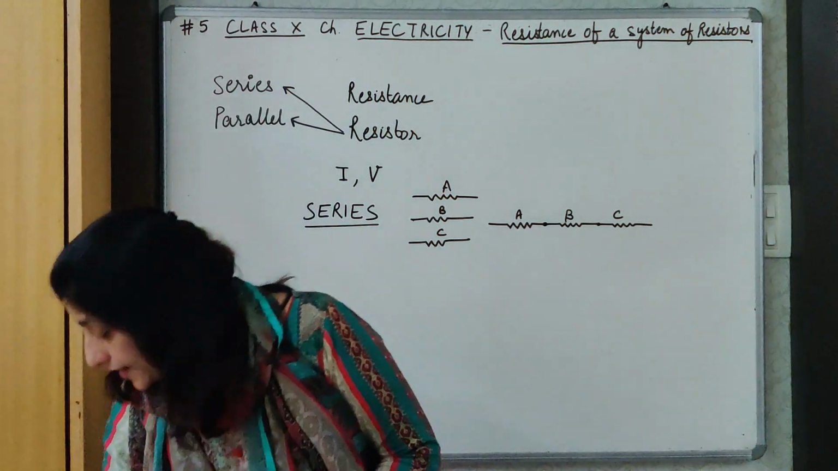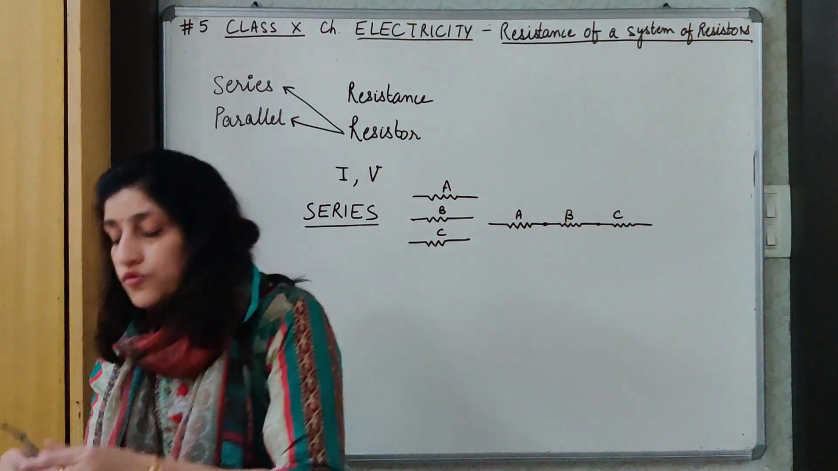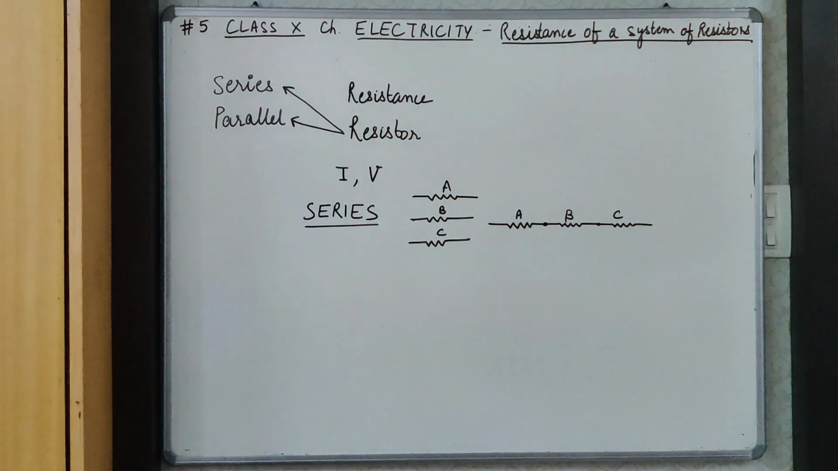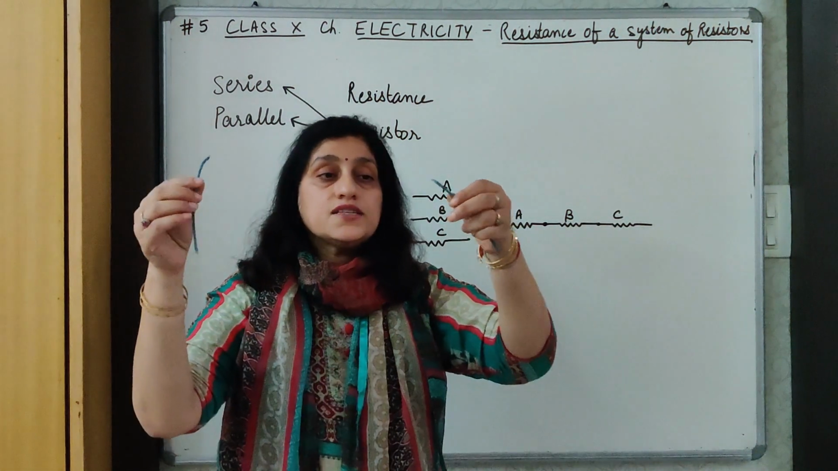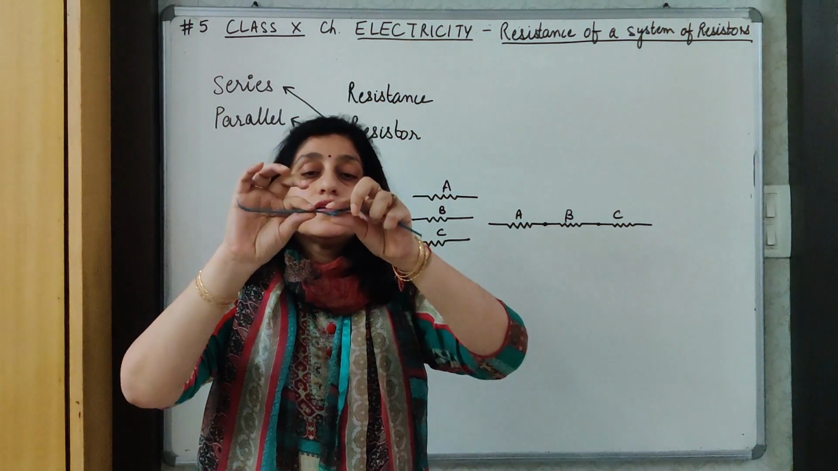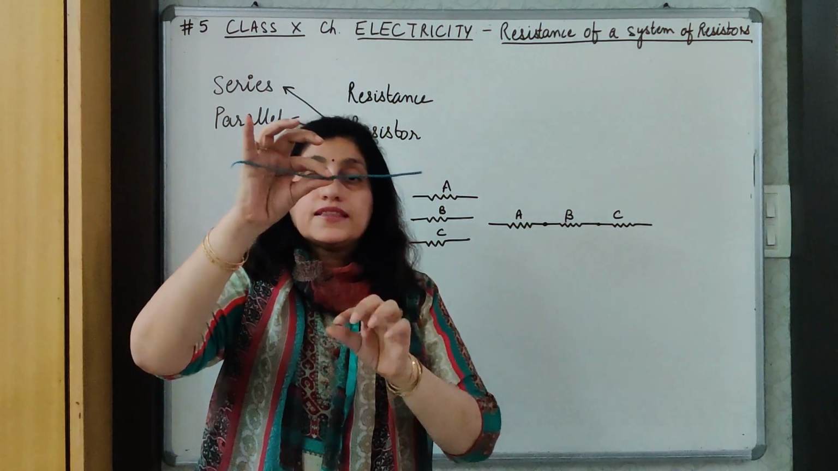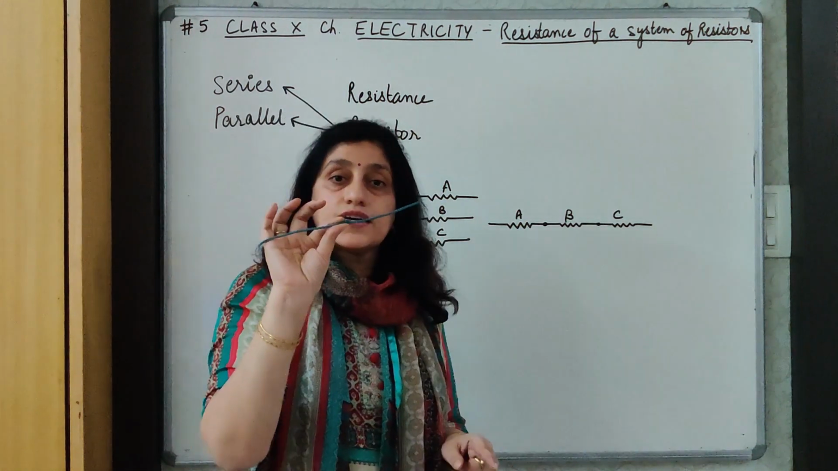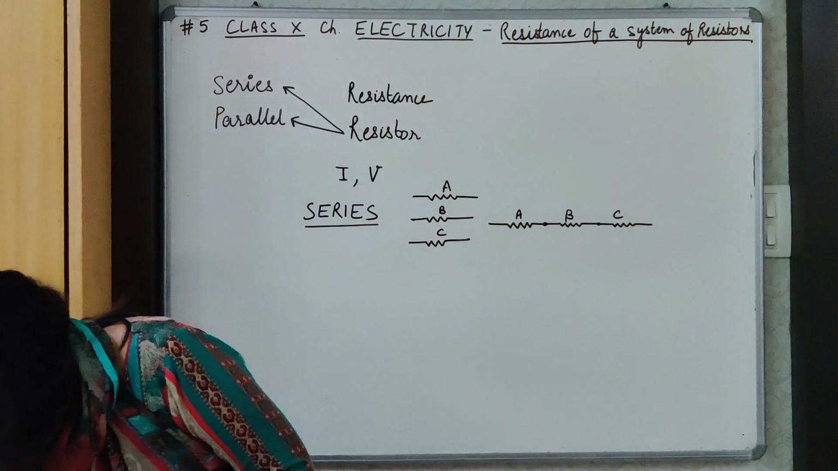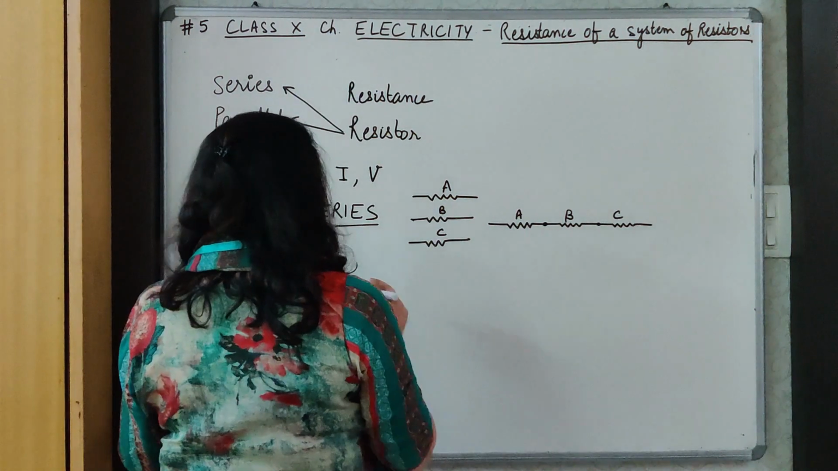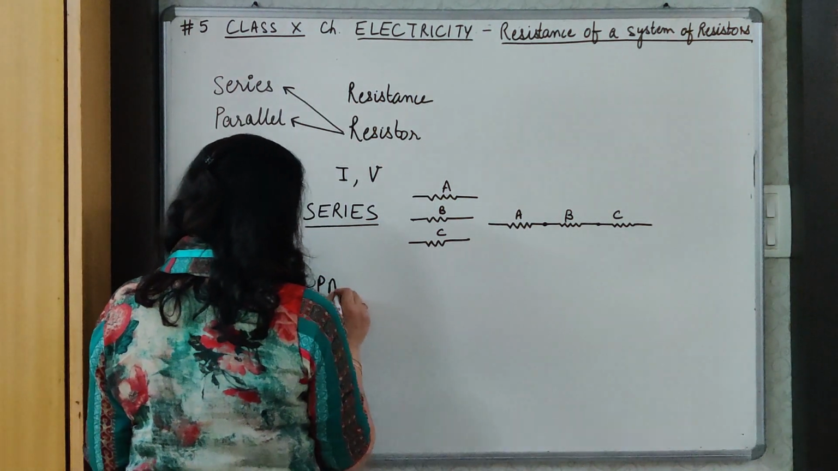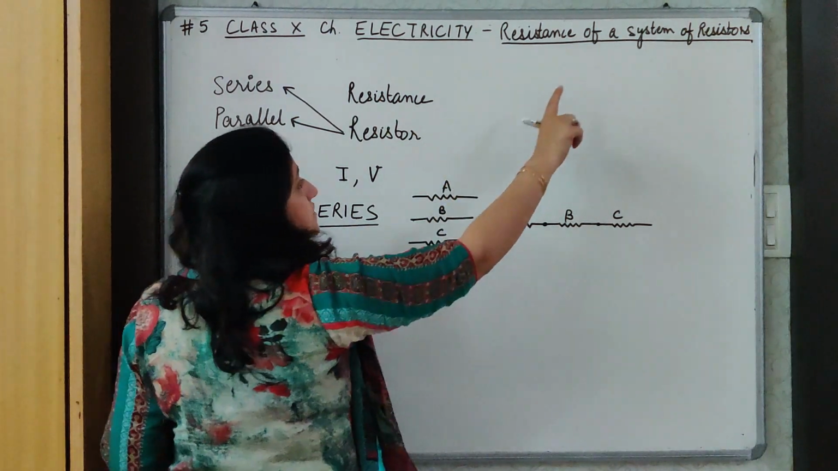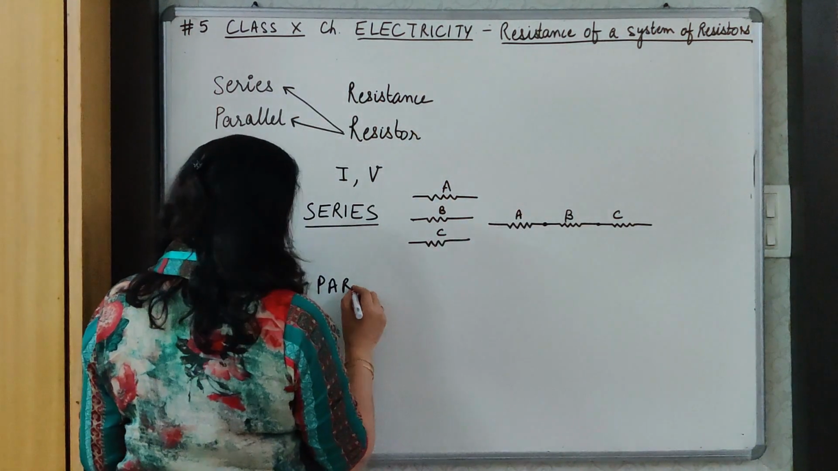This type of connection is known as a series connection, also referred to as an end-to-end connection. For example, I have taken over here two wires, and if I connect these wires one to the other like this, this type of connection is a series connection. Then we have the parallel connection of the resistors, that is the system of resistors.